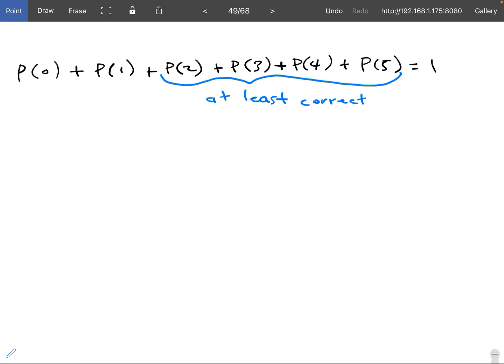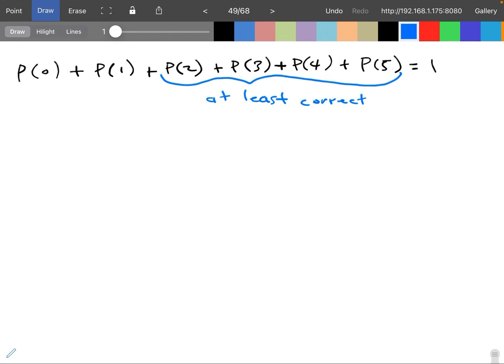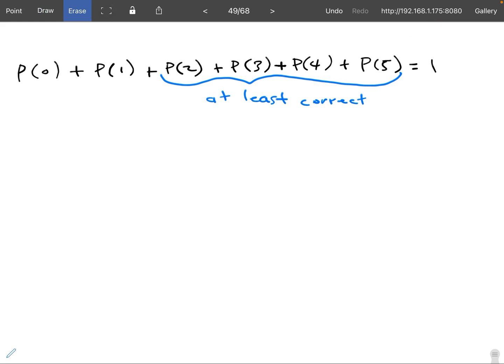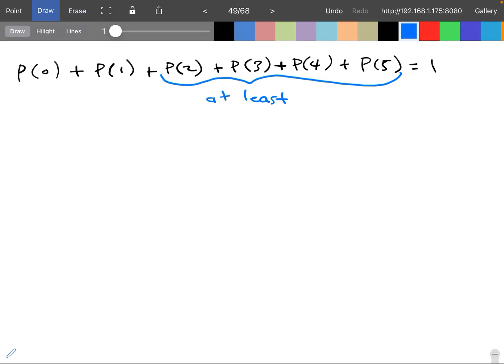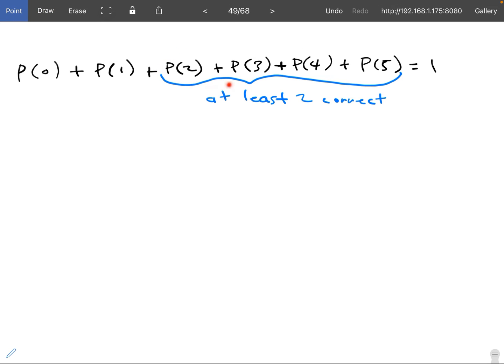So what I'm going to give you as another option instead, since we want this blue part here, where at least, I should have put at least 2 correct. I forgot to do that. Let me put that in there. That should say at least 2 correct. So fix that on your notes. All right, so we want at least 2 correct.